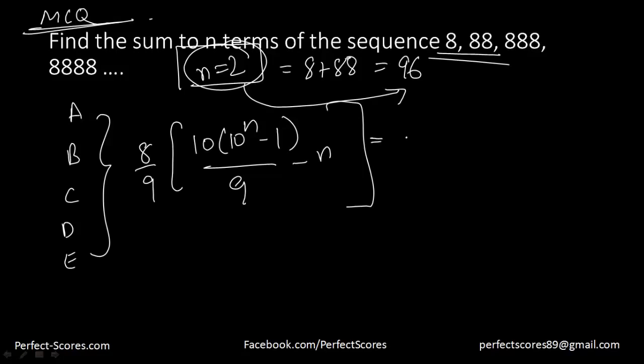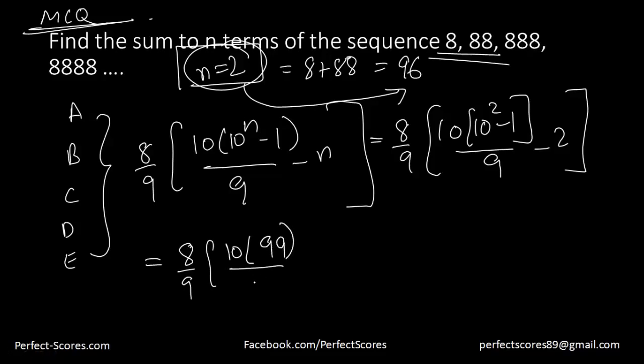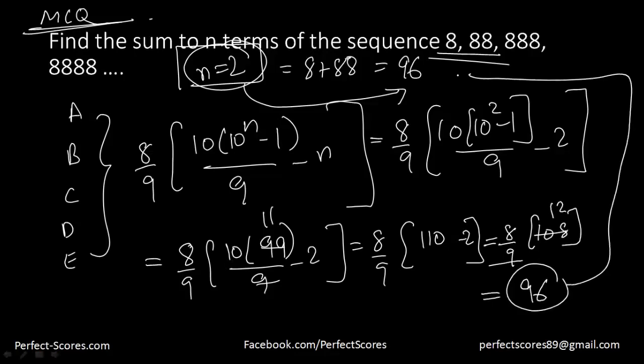So that is going to be equal to 8 by 9 into 10 square minus 1 divided by 9 minus 2. If I try to calculate it, it's going to be 8 by 9 into 99 divided by 9, minus 2. So this is going to go to 11. So I'm going to get 8 by 9 times 110 minus 2, that is equal to 8 by 9 times 108, that is going to be equal to 96. Bingo, matching my target, which means this is going to be my answer when it's a multiple choice question.